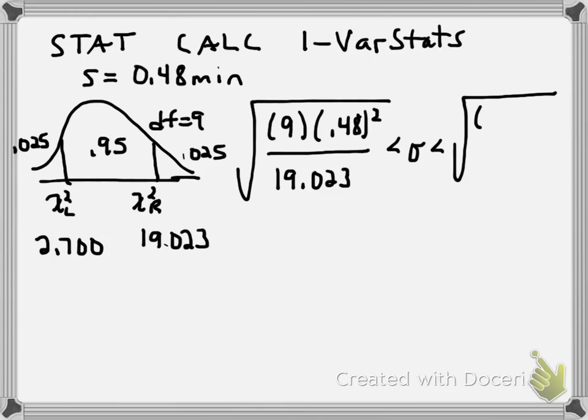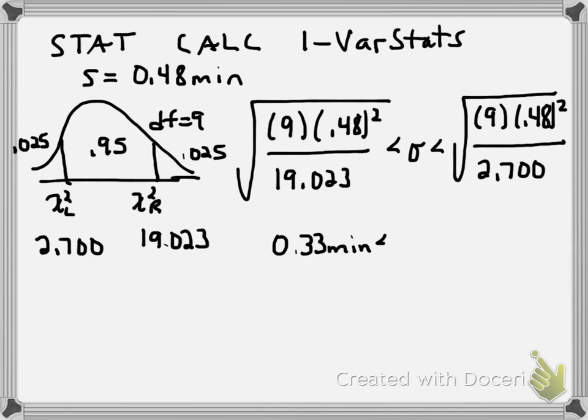The numerator is the same. The degrees of freedom times the sample standard deviation squared. But this time you need to divide by chi-square on the left, which is 2.700. You'll want to round your answer to the same number of decimal places as the sample standard deviation, or you could think of it as rounding to one decimal place beyond the original data. Either way, you should end up with 0.33 minutes is less than the population standard deviation is less than 0.88 minutes.